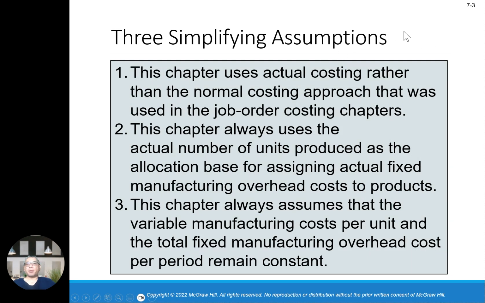In three simplified assumptions, this chapter uses actual costing rather than the normal costing approach that was used in the job costing chapters previously. This chapter always uses the actual number of units produced as the allocation base for assigning actual fixed manufacturing overhead to products. This chapter also assumes that the variable cost per unit and total fixed overhead cost remain constant.